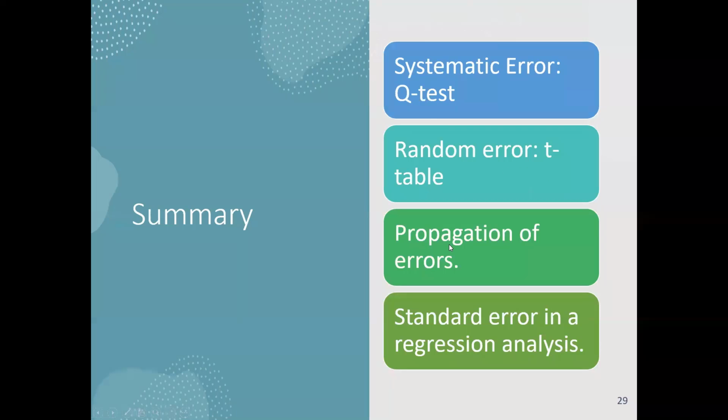We also reviewed how to calculate the propagation of errors when there are multiple variables involved. We also saw an example of the standard error in the regression analysis. When there is only one measurement in regression analysis, how do we do the standard error? And when there are multiple regression analyses, how do we calculate the error?